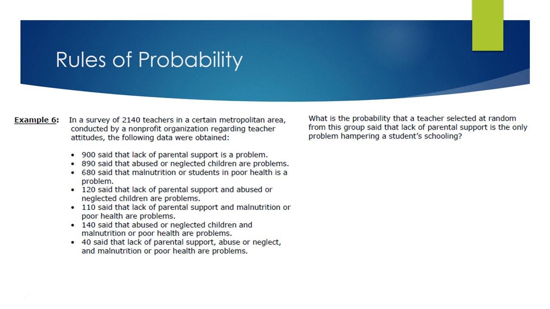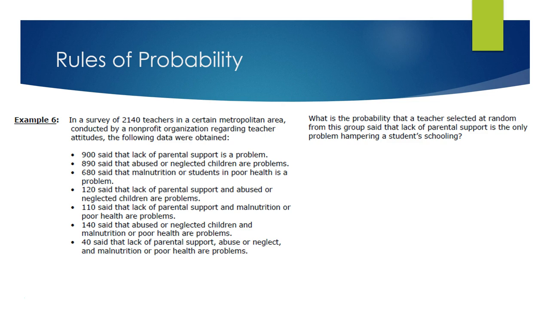So for example 6 now, in a survey of 2,140 teachers in a certain metropolitan area, a survey was conducted and they were asked their opinions about attitudes about teachers. 900 of them said they have a lack of parental support and that that's a problem. 890 said that abused or neglected children are problems in their school. 680 of them said that malnutrition or students' poor health are problems in their school.